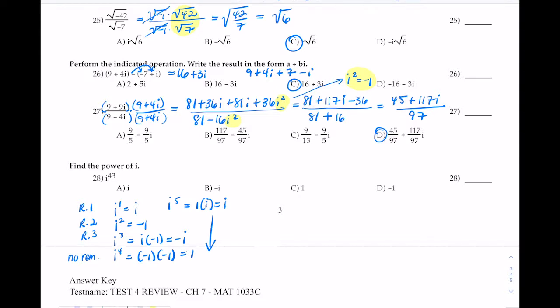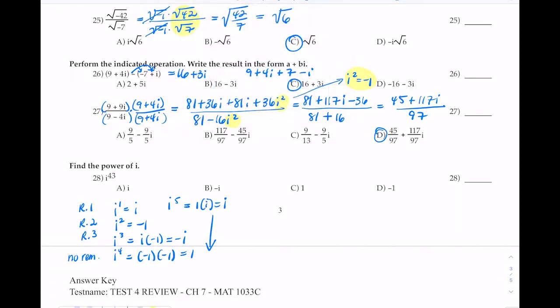Okay, so since the pattern repeats itself after every 4, if you divide by 4, the highest remainder you can get is a 3. You're never going to get a remainder of 4 if you divide by 4. The highest the remainder will be is 3. So think of i to the fourth essentially as just no remainder. So to find what i to the 43rd is, you could certainly sit there and figure it out, but it would take kind of long.